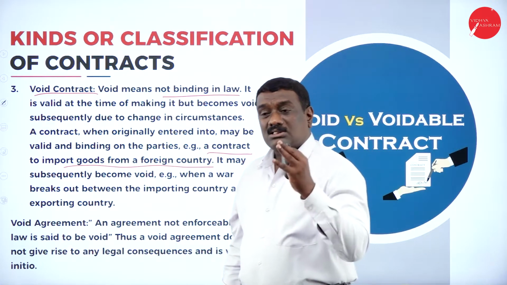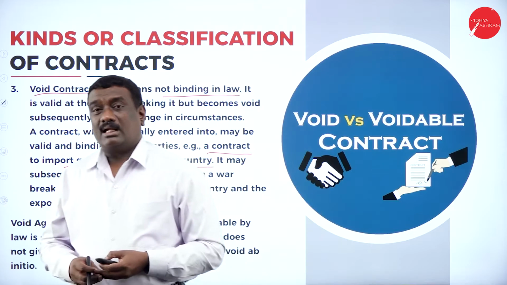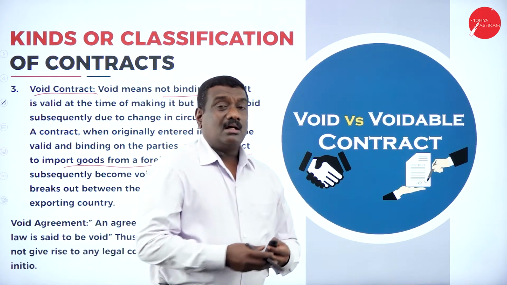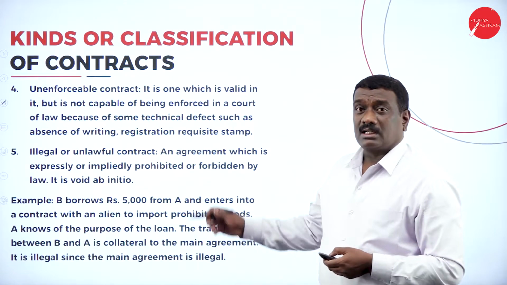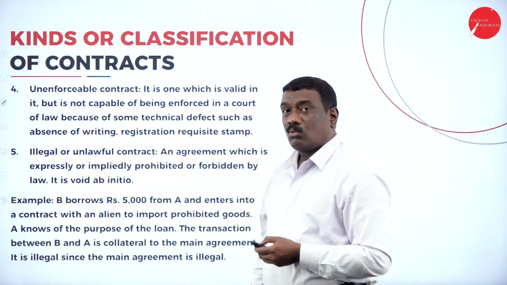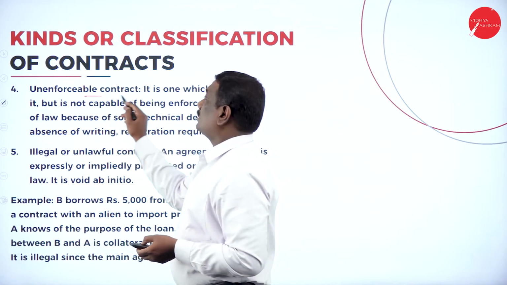So because it does not have any kind of legal obligations, or it has not been bound by law, that particular agreement becomes a void agreement. The next, the fourth one, is unenforceable contract. What do you mean by unenforceable contract?